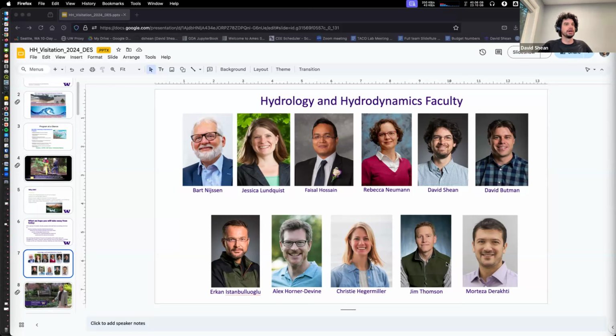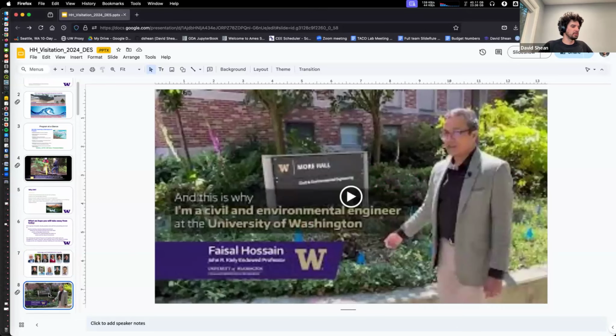Jim Thompson is at the Applied Physics Lab, teaches a few classes in civil environmental engineering, and he measures the ocean and sea ice using custom buoys and autonomous platforms, among many other things. So Jim goes on Arctic excursions to study sea ice and the polar oceans. And Morteza Derakhti is also one of our newer faculty members. He's also at the Applied Physics Lab, and he does coastal engineering and computational fluid dynamics. So a lot of advanced numerical modeling. So all these faculty teach courses in our department.